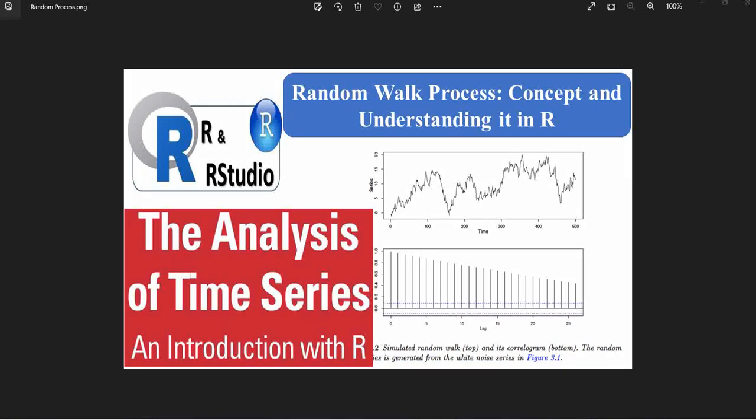Hello guys, in this lecture I would like to explain the random walk process. I will discuss the theoretical concept of the random walk process, and I will give some examples from real life, and then I will explain how we can generate a random walk process in R in RStudio.